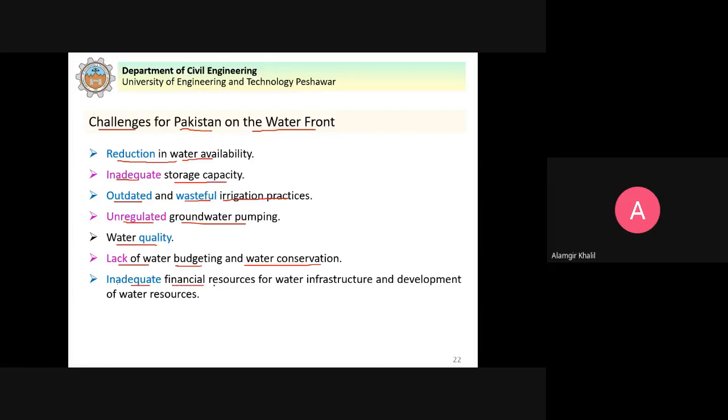Inadequate financial resources for water infrastructure and development of water resources. In Pakistan, we have not allocated enough financial resources for development of water infrastructure and development of water resources. That includes the storage reservoirs, etc., that we need to construct in order to store the water and then use the same water during water shortages. So in Pakistan, we have inadequate financial resources for water infrastructure and development of water resources.